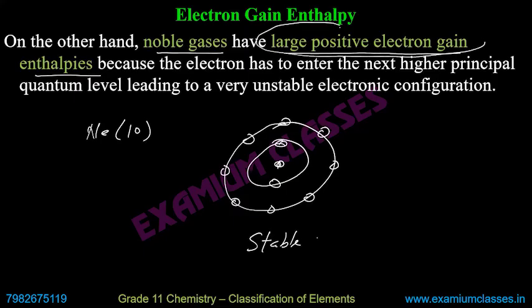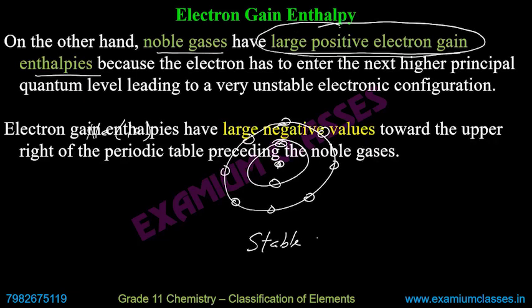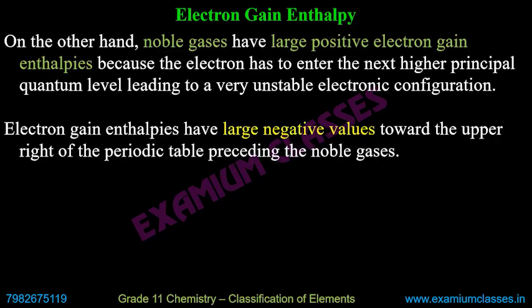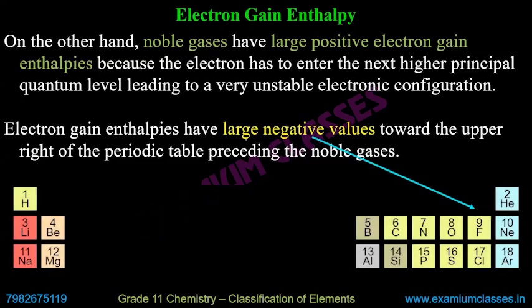So memorize these things. We will be doing questions which will require this knowledge to identify the elements. You will be given a few enthalpies, electron gain enthalpy, ionization enthalpy, etc. And on that basis, you will be asked which one can be magnesium, which one can be the other one. For example, electron gain enthalpies have large negative values towards the upper right of the periodic table preceding the noble gases. So most negative, however, there are exceptions.